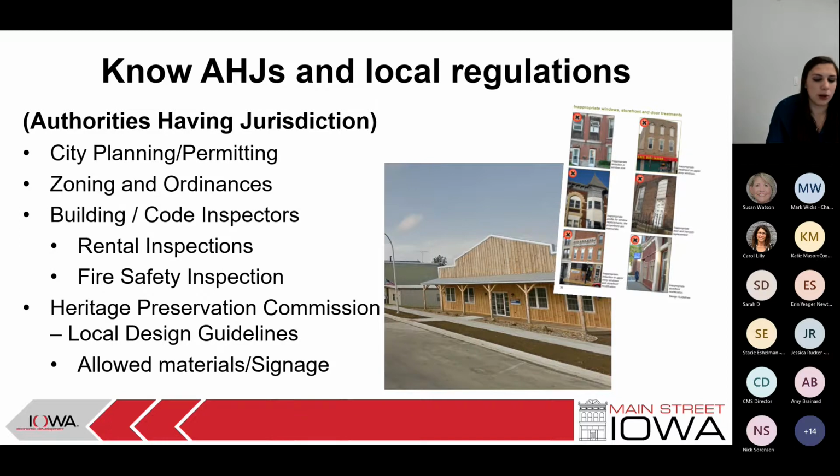So in order to effectively manage that change, you're going to want to know your authorities having jurisdiction, or your AHJs. So AHJs are people that work with zoning and ordinances. They might be your city planning, the folks who run permitting. There's also other building code inspectors, depending on where you are located.